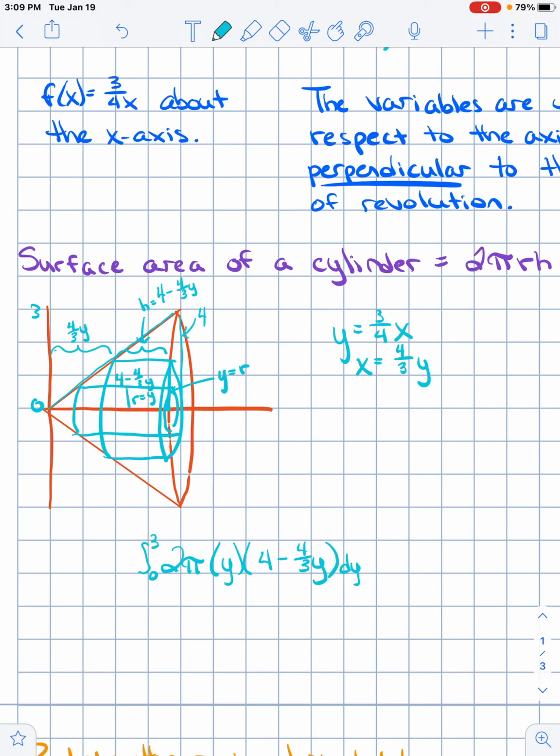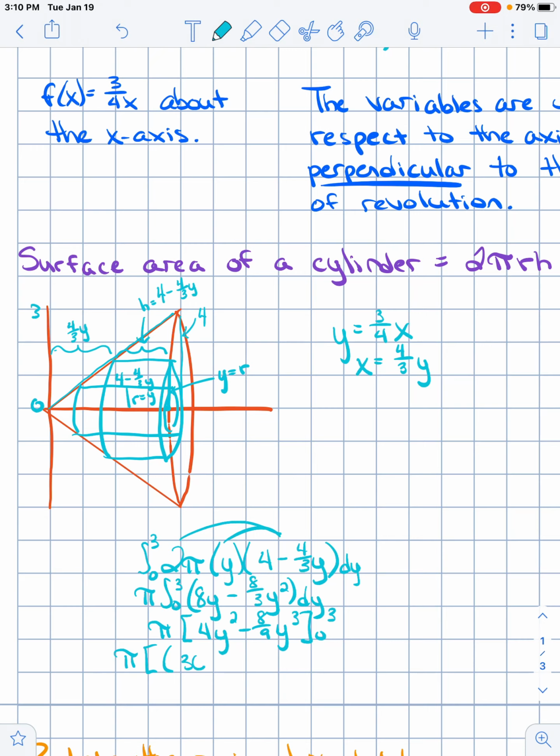All right, I'm going to now use my integration skills. I'm going to pull out the pi. I'm going to leave 2 in there. I'm going to distribute the y and the 2 into those parentheses, so that makes this 8y minus 8/3 y squared. Finding the antiderivative then, I get 4y squared minus 8/9 y cubed, and I will integrate that from 0 to 3.